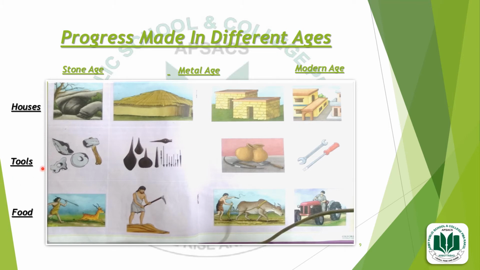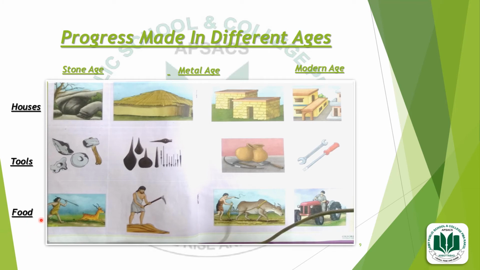Tools. Students, the tools used in Stone Age were basically made of bones and stones, but with passage of time in Metal Age, these tools were made of different metals like iron and copper. And now we have the latest form of these tools, and we can more effectively use these tools for different purposes.